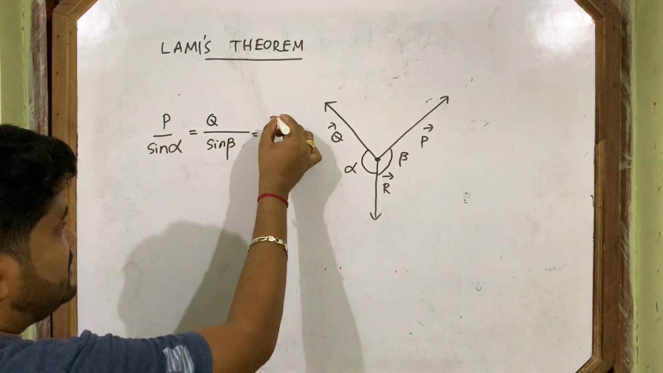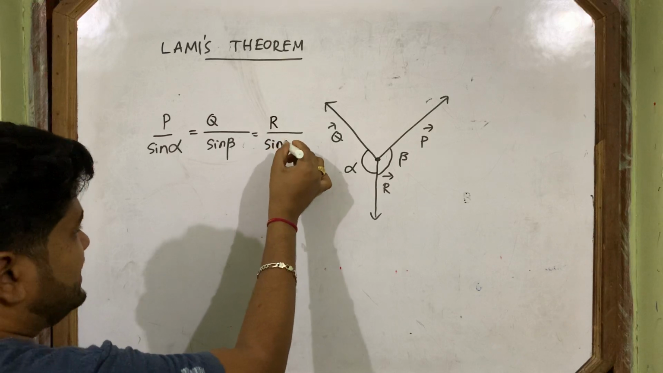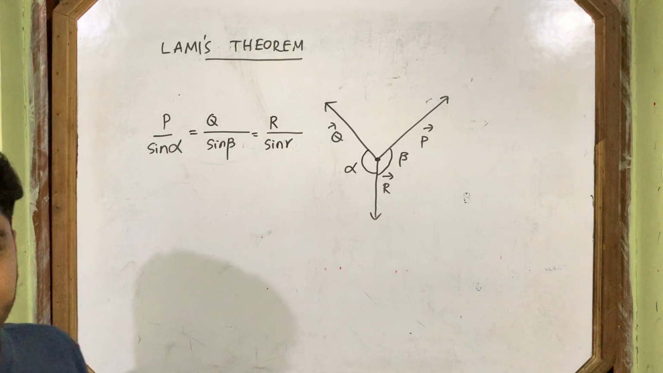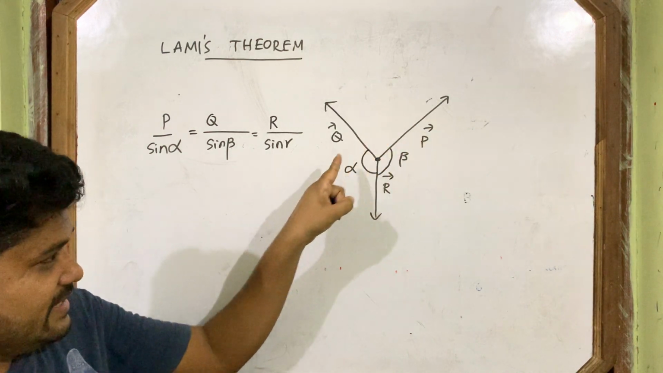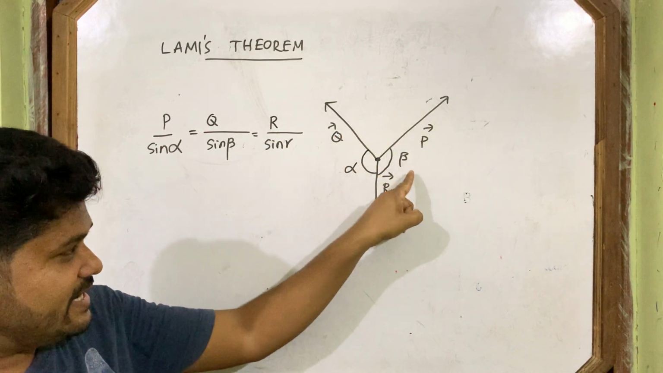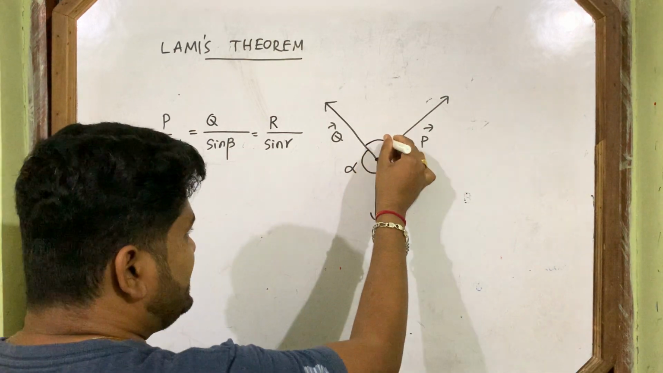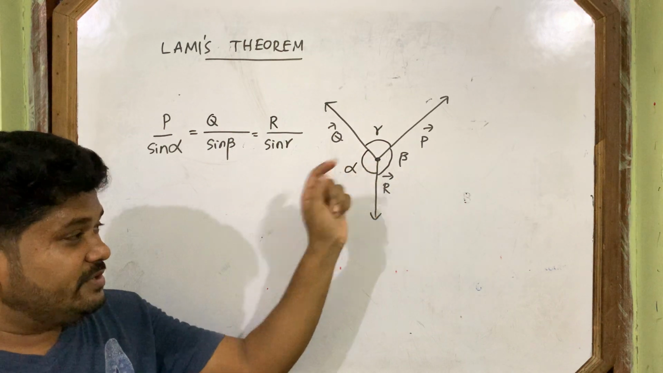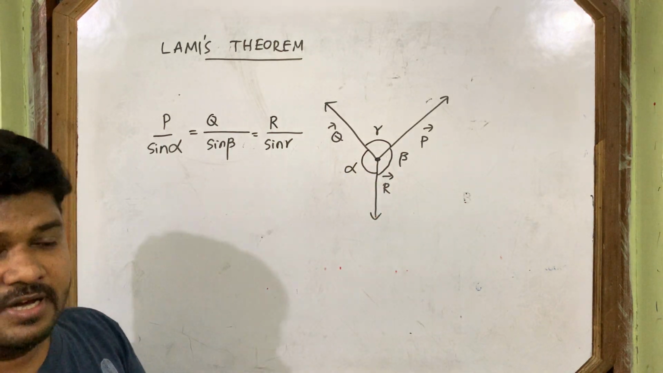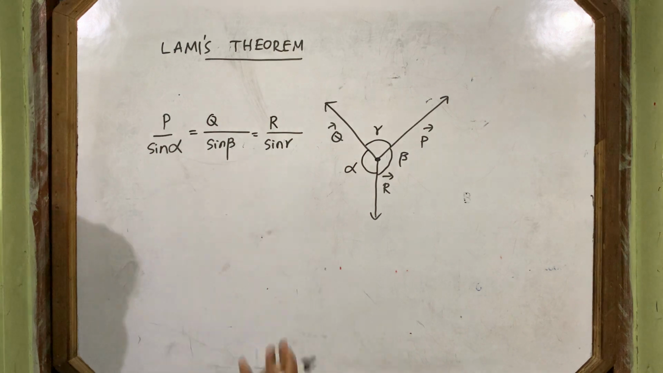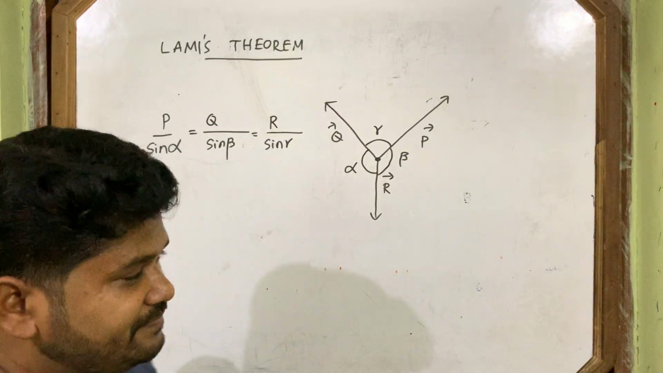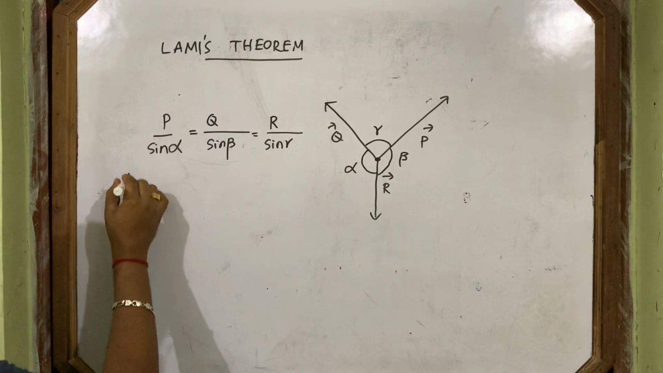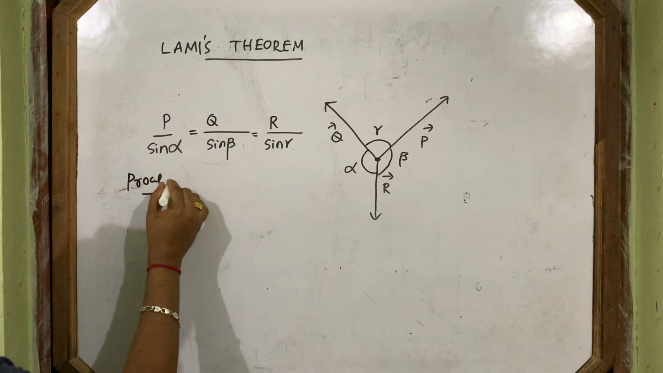If we come to this one, this is R by sine gamma. So this ratio is constant. P by sin alpha is equal to Q by sin beta is equal to R by sin gamma. It is constant if the three forces cause equilibrium at this point. So here, can you prove this? It's a very easy proof. You can do it, no problem. We can apply it to solve numericals also, very long numericals. We can do them very easily if we know this method.